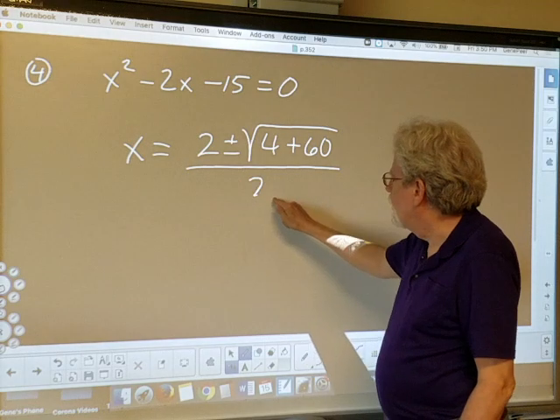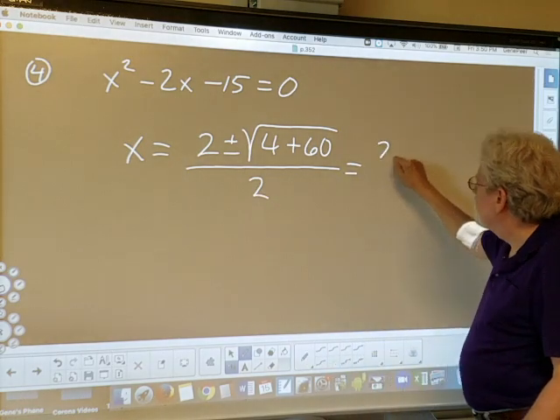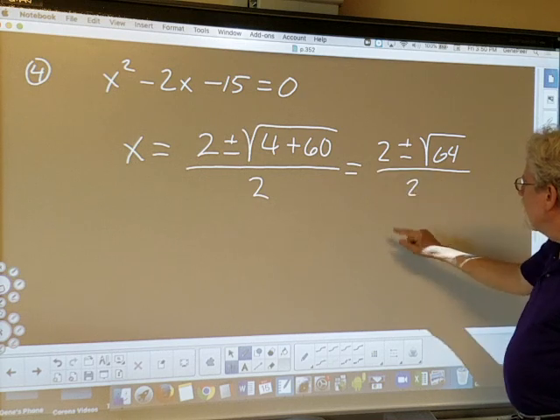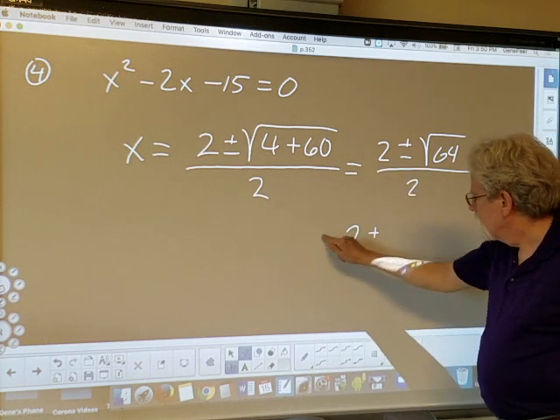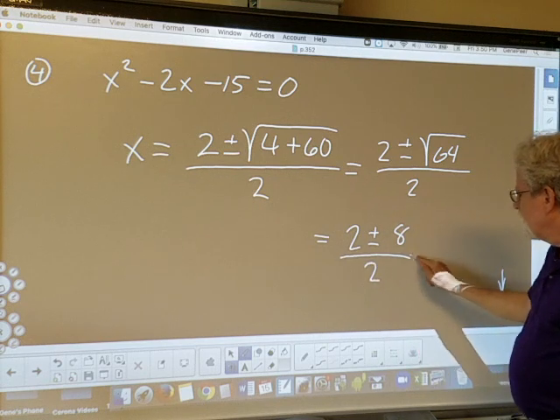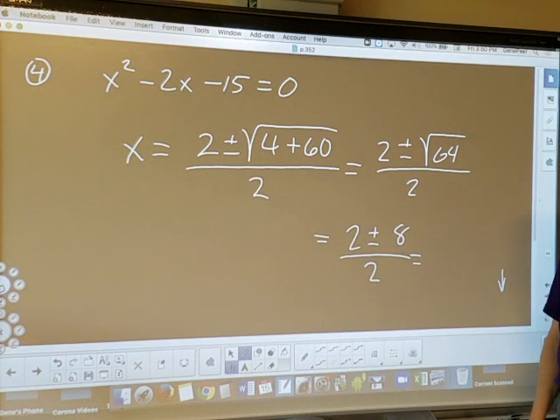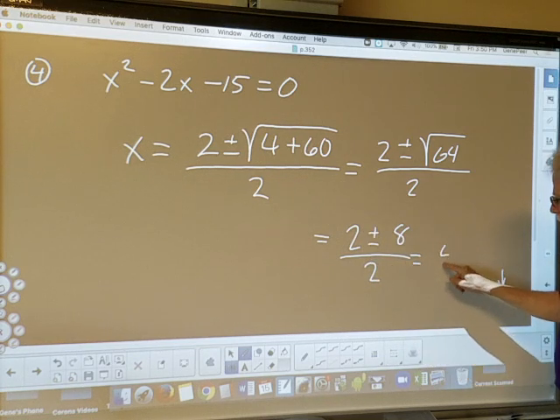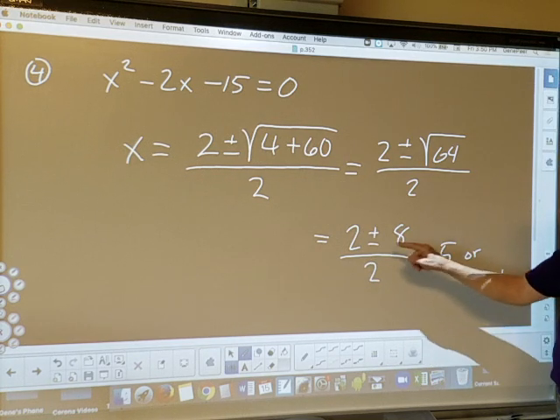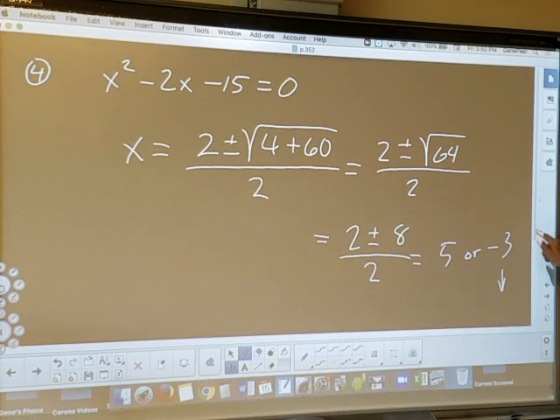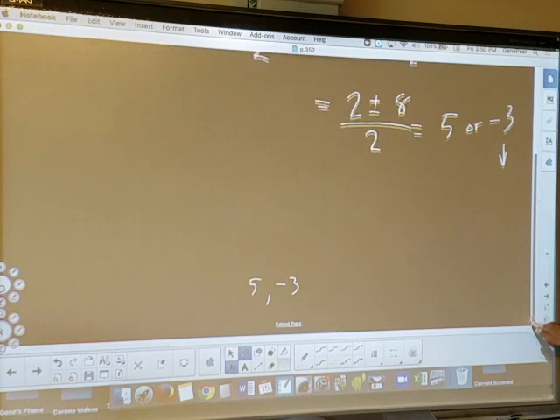2 times 1. What's that give us? 2 plus or minus the square root of 64 over 2. That'll be 2 plus or minus 8 over 2. Well, now we figure out our two answers. 2 plus 8 divided by 2 would be 5. 2 minus 8 divided by 2 would be negative 3. We get answers of 5 and negative 3. Voila.